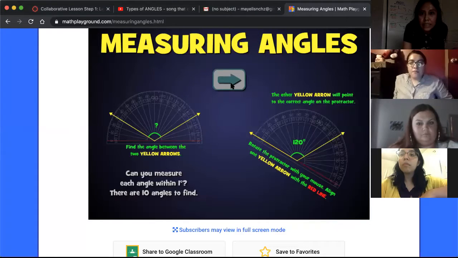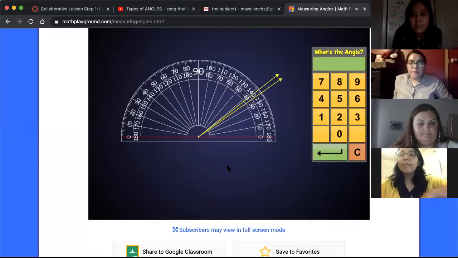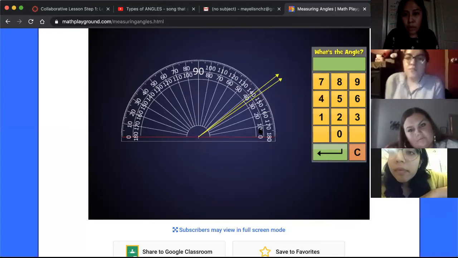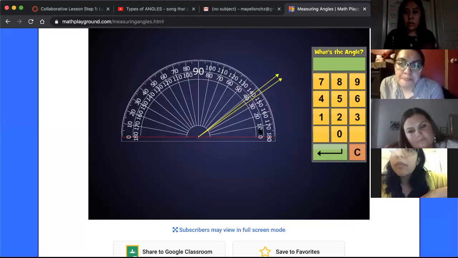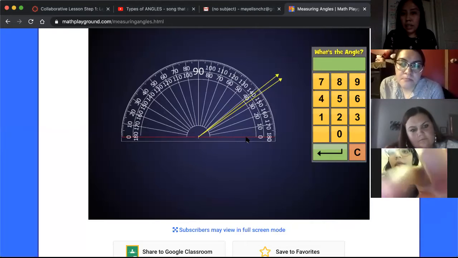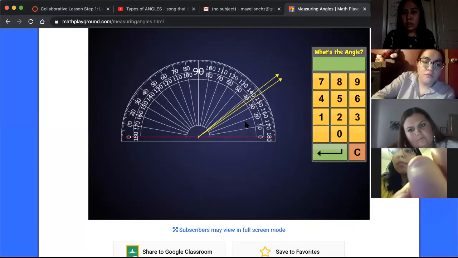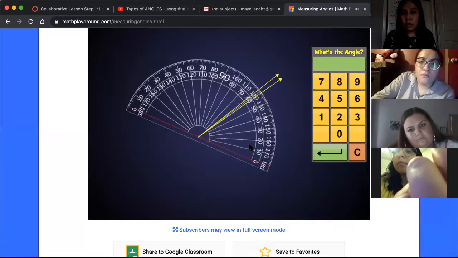All right, can you guys see the measuring angle? Yes, ma'am. All right. So if we're looking at this, how are we moving our protractor? Are we moving it up or are we moving it down so that this part right here can match this part right here? Are we moving it down? Okay, so if we move it down, we're going like this.